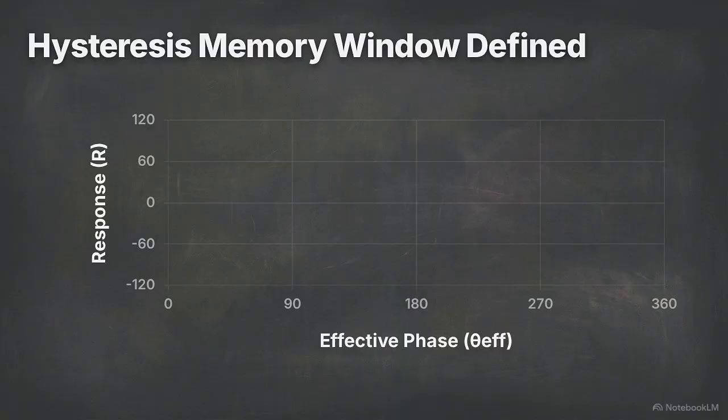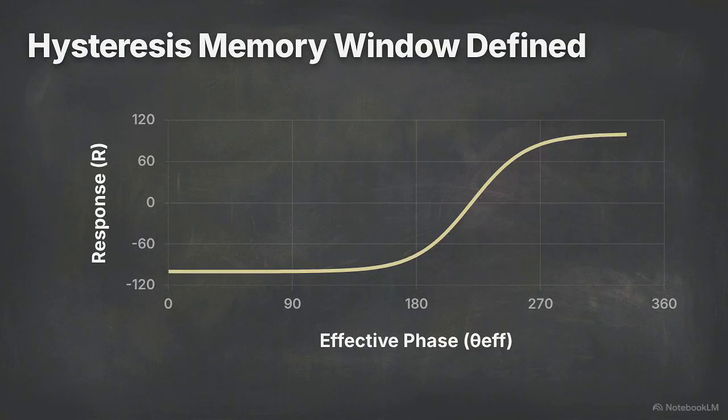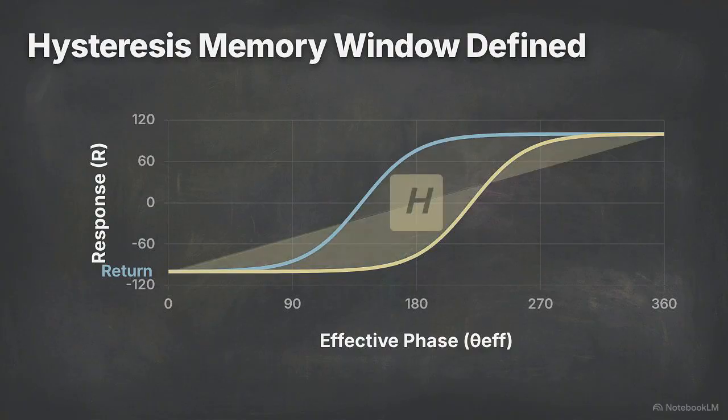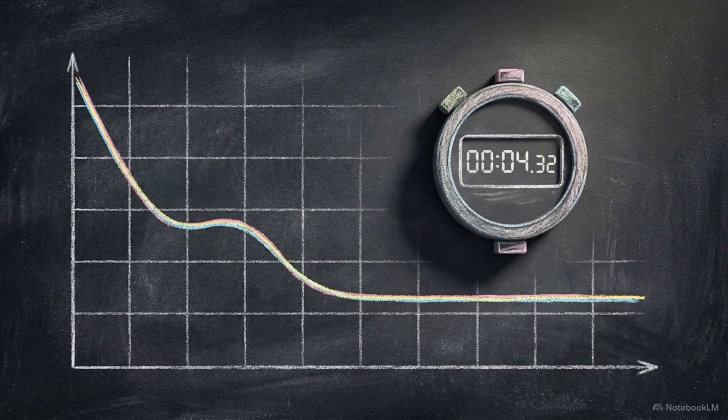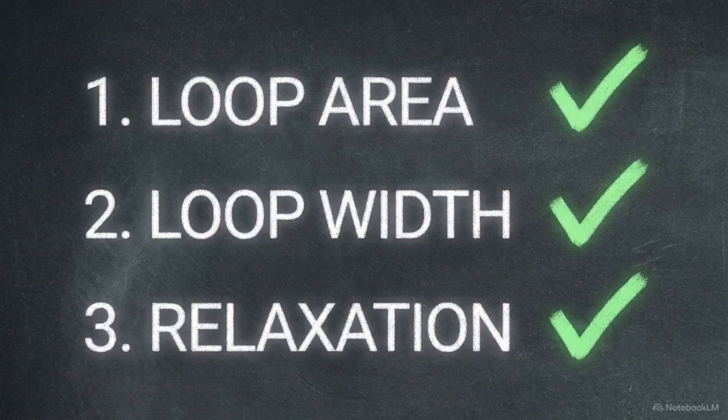By plotting the forward and return responses against the phase coordinate, we visualize the path-dependent loop. We calculate the total hysteresis loop area, h, integrating the response over one cycle. We then measure the loop width between transition points to define the memory window. We also record the relaxation time, which measures how quickly the system returns to baseline after the drive stops. Confirming these three metrics verifies that the physical sample possesses memory.